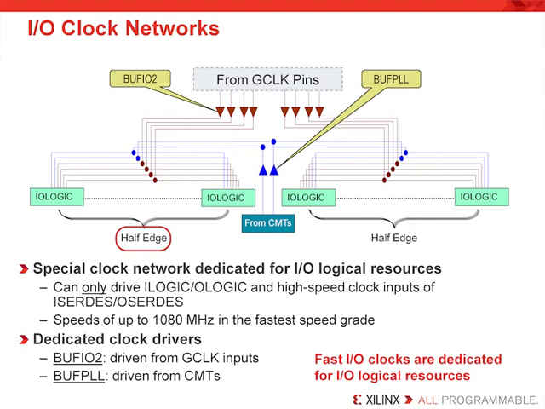In the end, it does not really matter how many possible inputs you have, since the tools will decide the connections to the I/O logic. But the key is to understand the difference between these two primitives. BUFIO2's input come from the global clock pins. The BUFPLL's input come from the CMTs.